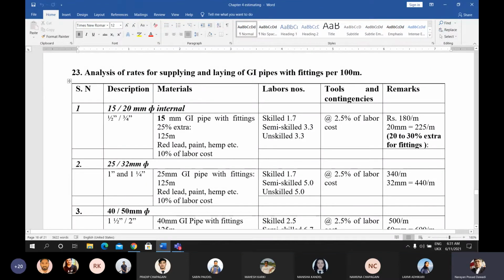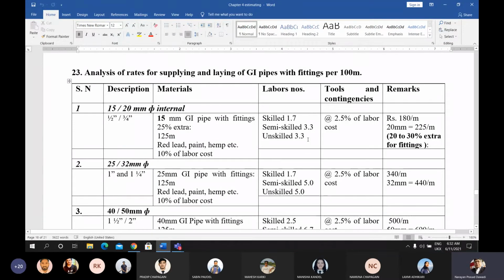For laying and fitting of 100 mm pipe, 100 meter length, skilled manpower is 1.7 number, semi-skilled is 3.3 number, and the unskilled is 3.3 number. This is the total number of labors required. You can provide the rate of skilled labor as 1200 per number, semi-skilled as 1000 per number, and the unskilled as 900 per number. Okay. The cost rate of semi-skilled is lower than the skilled manpower and higher than the unskilled manpower.